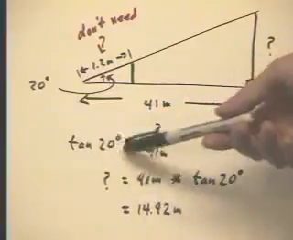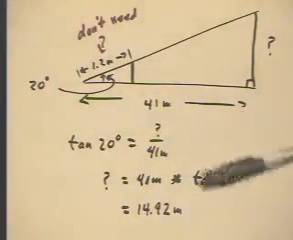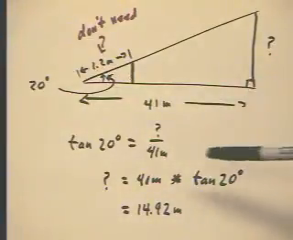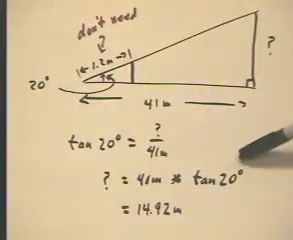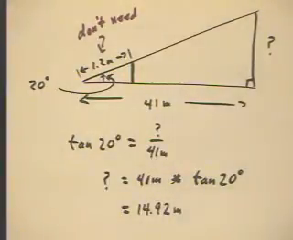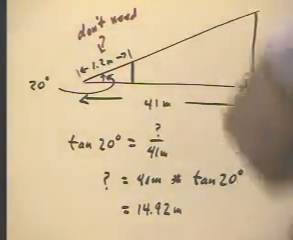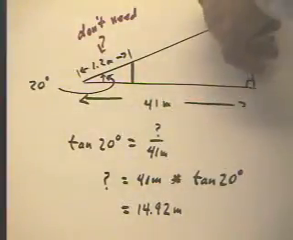The tangent of 20 degrees then is the unknown side over 41 meters. Okay, because the tangent is the side opposite the angle divided by the side adjacent to the angle. So that this unknown side is 41 meters times the tangent of 20 degrees, or 14.92 meters. And that is a very straightforward calculation once we write the fact that the tangent of 20 degrees is the unknown side divided by 41 meters.